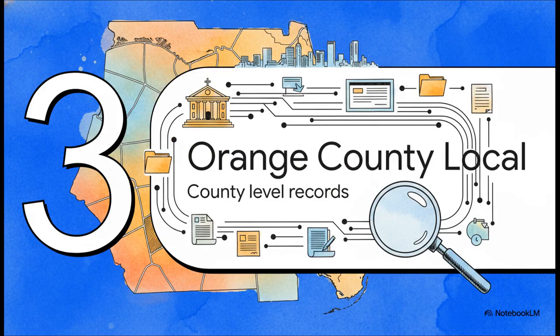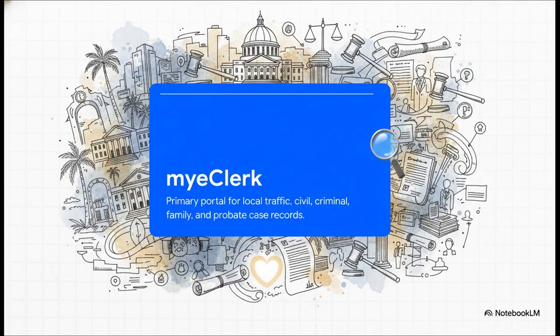Trust me, if you look for a federal bankruptcy in a local traffic database, you are never going to find it. Okay, let's zoom in a bit. Section 3 focuses on Orange County and local records. Once you know what you're looking for, you need to know where it lives. For the vast majority of local Orlando records, you've got to get very familiar with Clerk. This is the official electronic portal maintained by the Orange County Clerk of Courts. It is essentially the heartbeat of the local judicial data in Orlando. It's your go-to for local traffic, civil, criminal, family, and probate cases. You can search by names of attorneys, the parties involved, or case numbers.